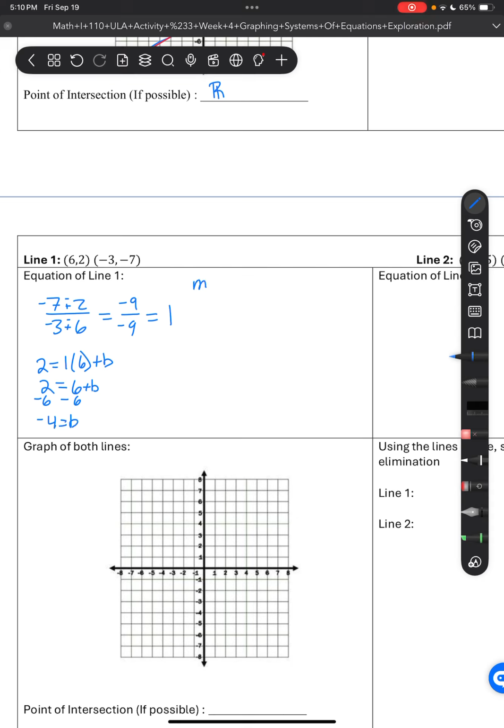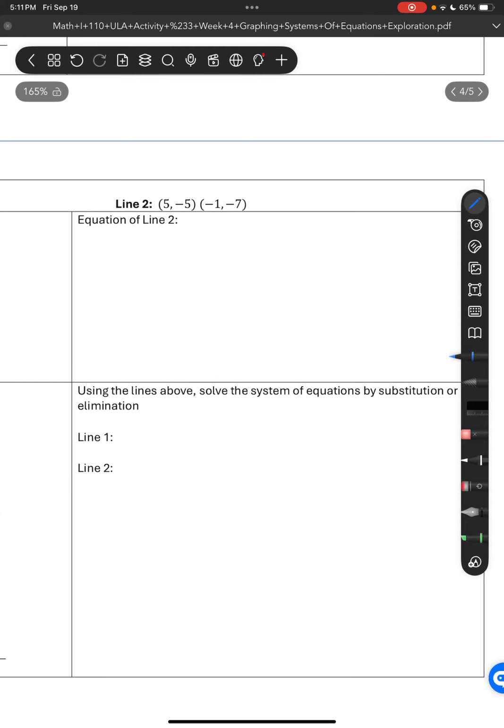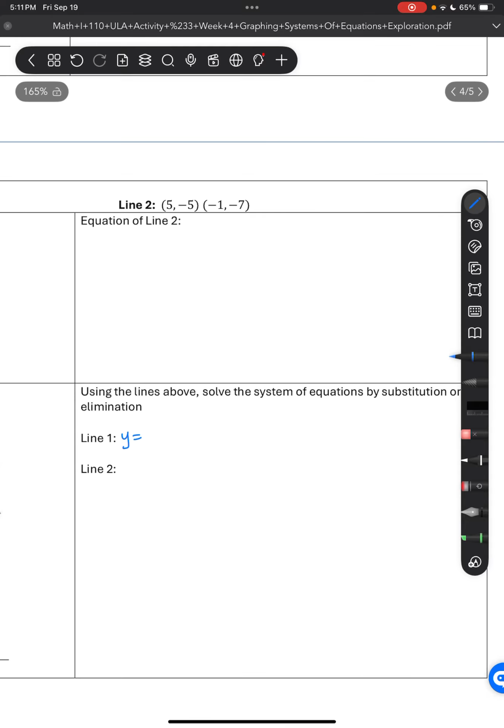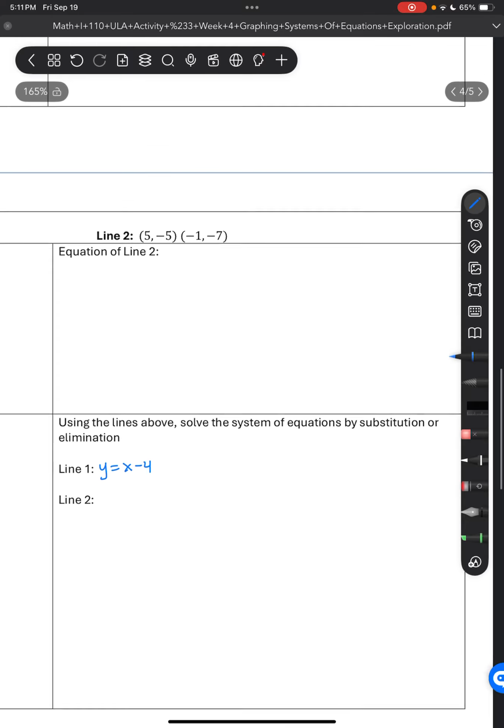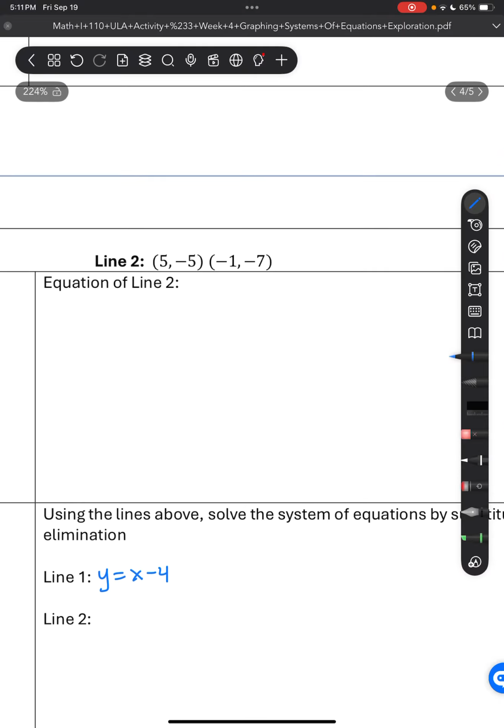So we have our slope, we have our b value or our intercept value. So we are ready to write that line, x minus 4. Okay, so we have y equals x minus 4. Okay, for our next one, again, no intercept, so we will have to find that b.